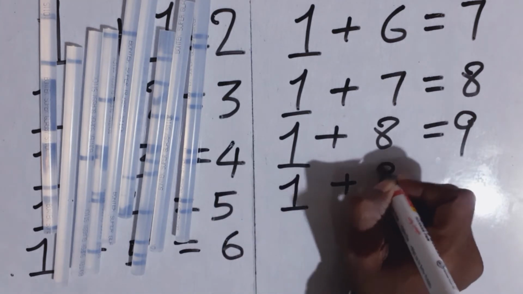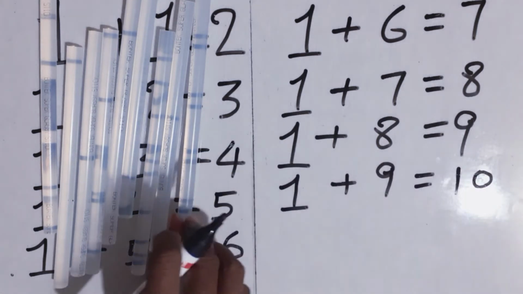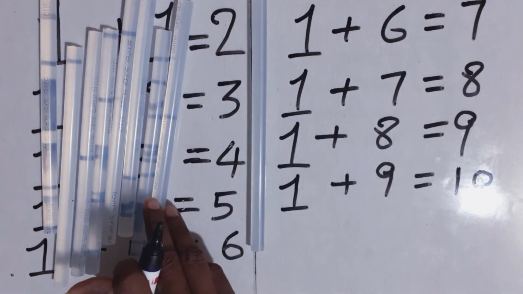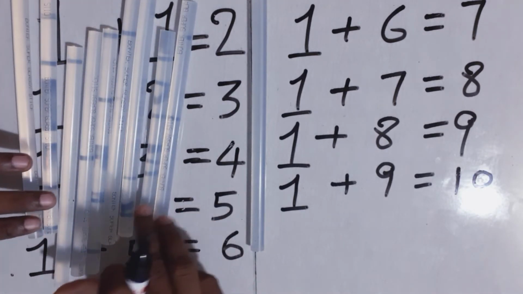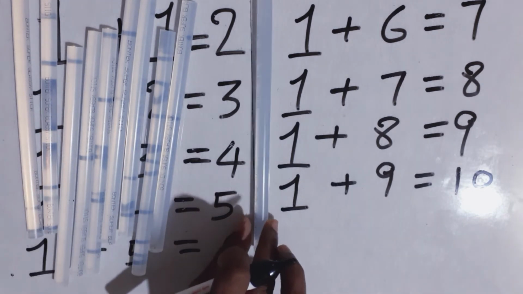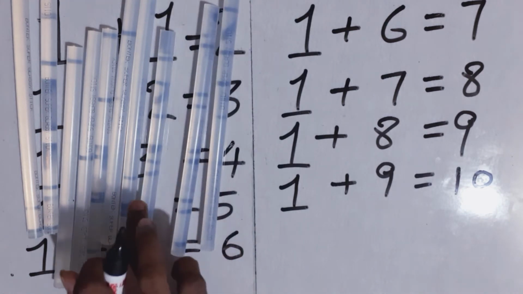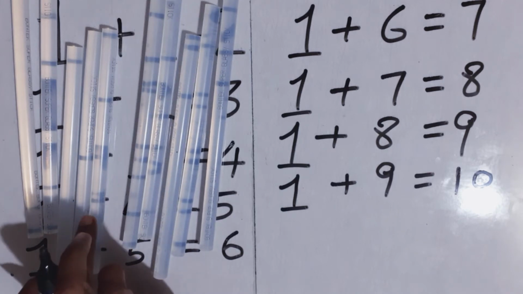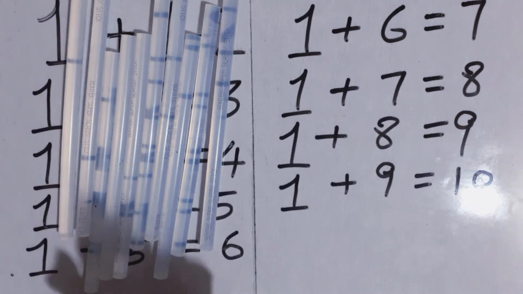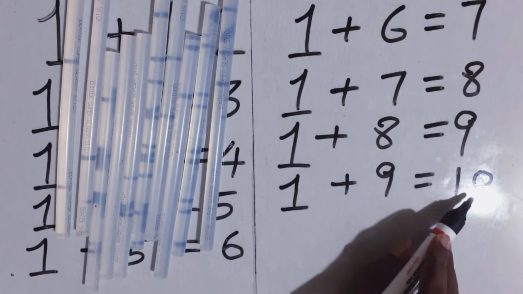1 plus 9 is equal to 10. See, this is the one stick. If we add 9 sticks, see 1, 2, 3, 4, 5, 6, 7, 8, 9 plus 1. Now you count here 1, 2, 3, 4, 5, 6, 7, 8, 9, 10. 1 plus 9 is equal to 10.